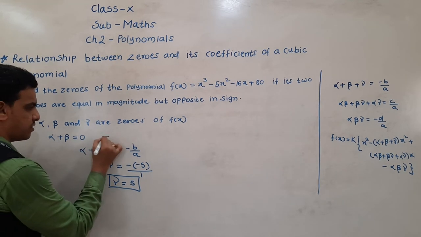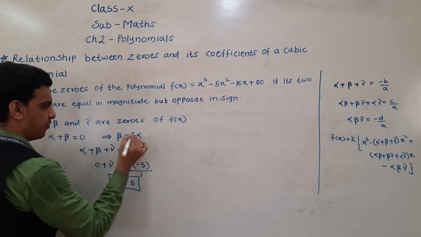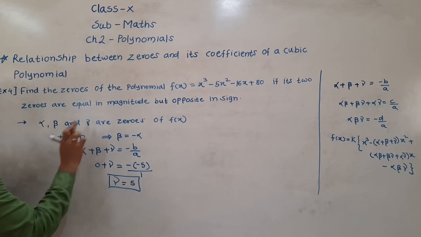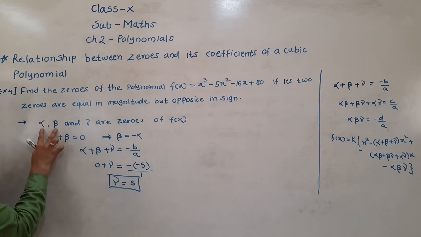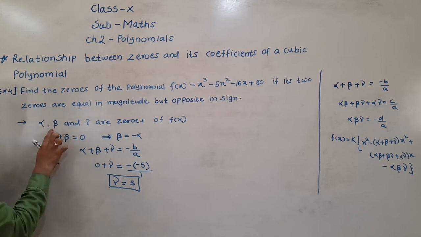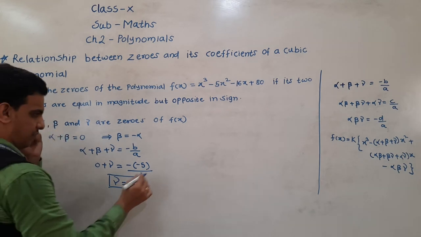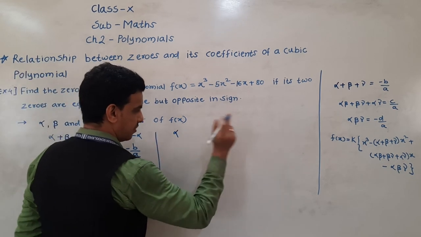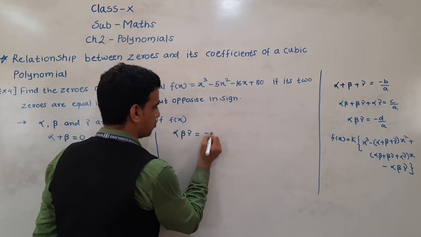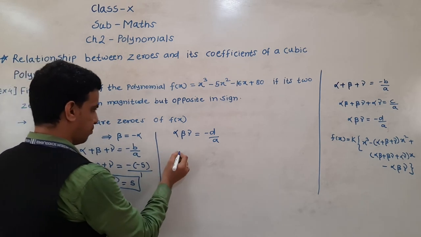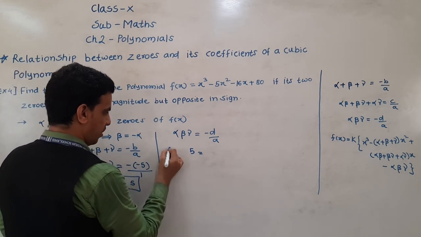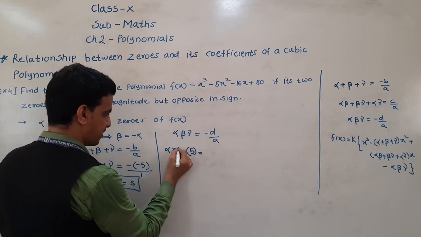Alpha plus beta is equal to 0 means beta is equal to minus alpha. Okay, or you can take directly that the zeros are alpha, minus alpha and gamma. Okay, because here these two zeros are equal in magnitude but opposite in sign. So alpha, beta are equal in magnitude, so the value of beta is minus alpha. Okay, so here we get the first zero, that is gamma is equal to 5. Now we will take the third relation, that is alpha into beta into gamma is equal to minus d by a, so alpha into beta into gamma, where the value of gamma is 5. Okay, alpha into beta is equal to minus alpha.